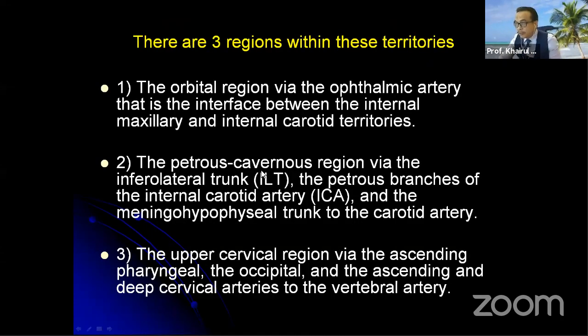There's the region that goes to the tertiary orbital region via the ophthalmic artery, which is the interface between the internal maxillary and internal carotid arteries. The petrocavernous region via the lateral trunk, petrous branch of the internal carotid artery, and also the meningeal trunk to the carotid artery. And this is also very important just now: the upper cervical region via the ascending occipital and the ascending cervical artery of the vertebral artery that we've seen in the last slide from Dr.